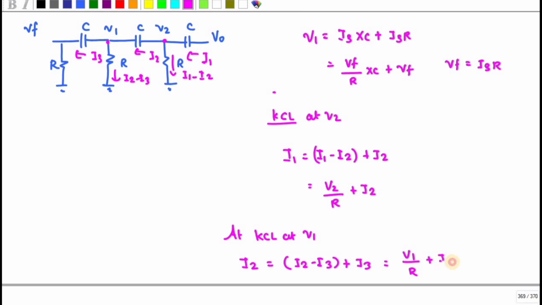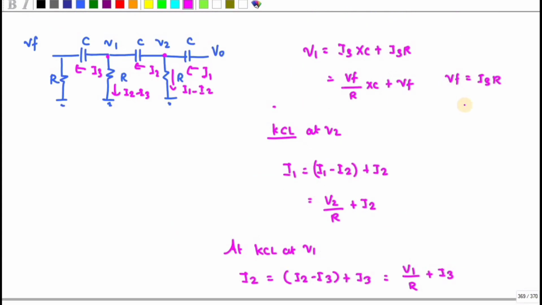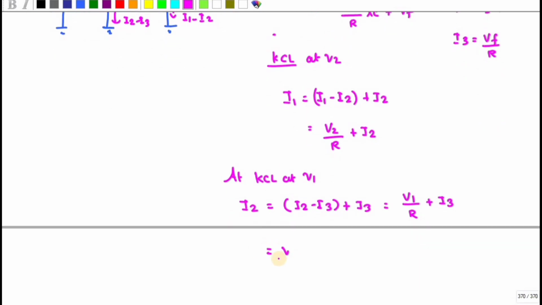So how to write I3? From this I can write I3 is equal to Vf divided by R. So I can write this I2 is equal to V1 divided by R plus Vf divided by R. This is my I2. So I can substitute it here: V2 divided by R plus V1 divided by R plus Vf divided by R. This is my I1.